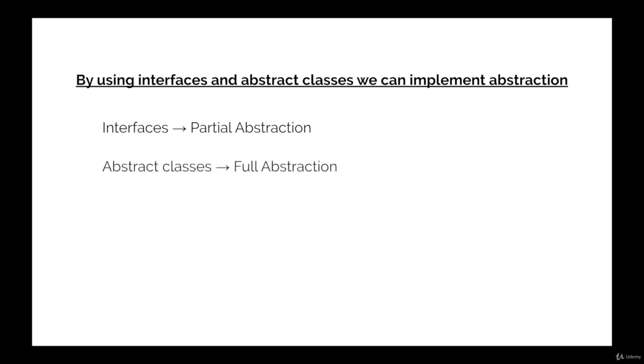You can implement abstraction in Java using interfaces and abstract classes. Interfaces help you with partial implementation or partial abstraction, and abstract classes basically offer you full abstraction. So this is about abstraction in Java, guys.